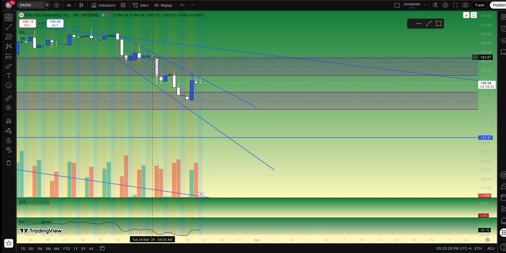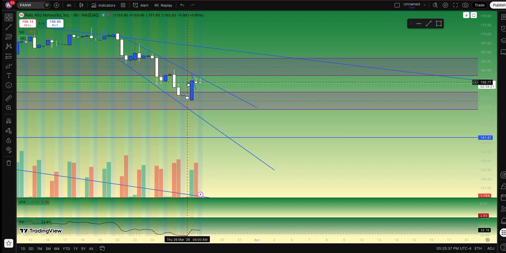Now I closed the position because I opened my other position in Uber. We'll get to that in a second. But today I was like, all right, look, the market's still going down. Let's see if we can get a better entry.